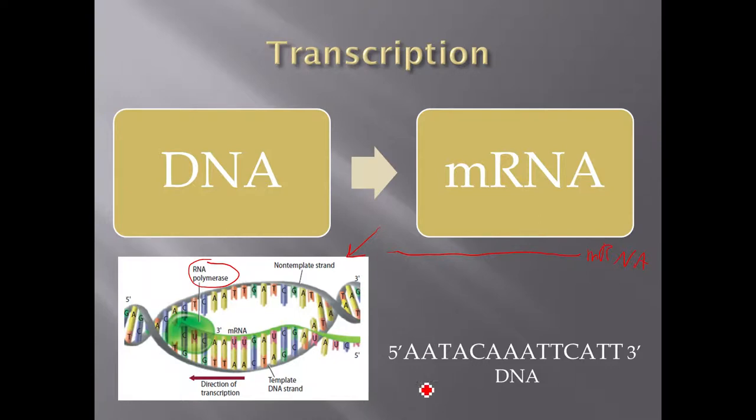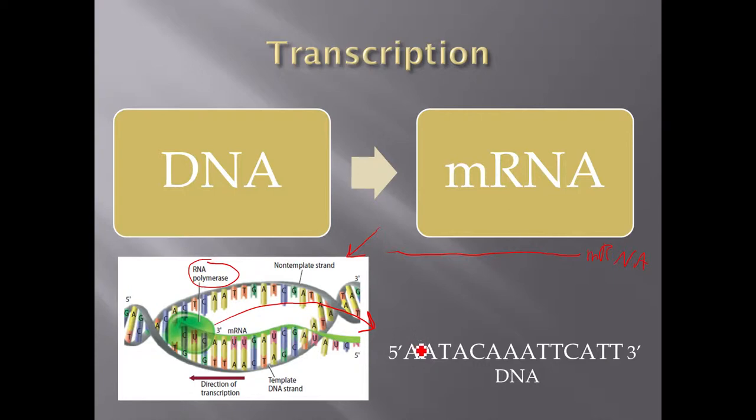So here's an example right here. This here is a sequence of DNA. So we have A, A, T, A, C, A, T, T, C, A, T, T. And here's the 5' direction, here's the 3' direction. Now, RNA polymerase is going to come onto this DNA molecule, and it's going to create an mRNA molecule with this template right here.